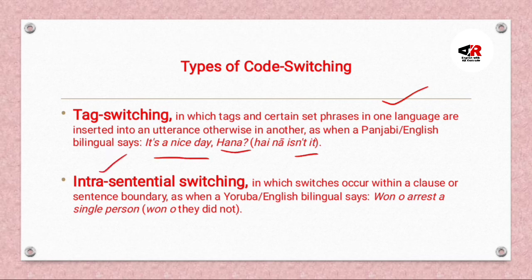The second type is intrasentential switching, in which switches occur within a clause or sentence boundary, as when a Yoruba English bilingual says won't arrest a single person. Won't means they did not, and that is the word of Yoruba. In English it means they did not arrest a single person.